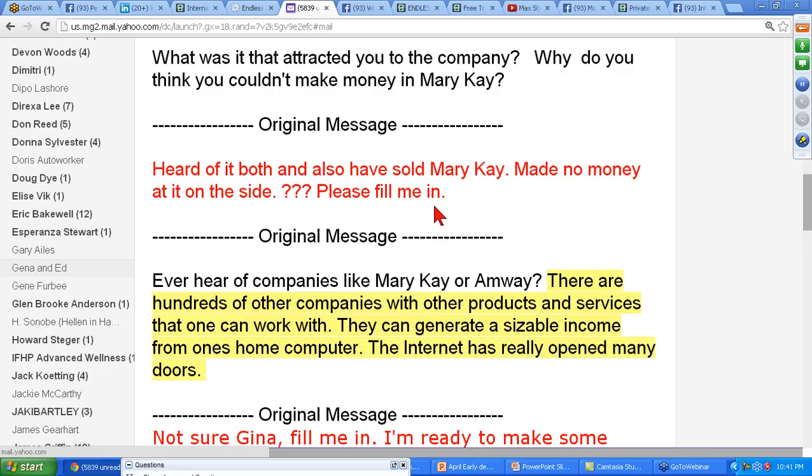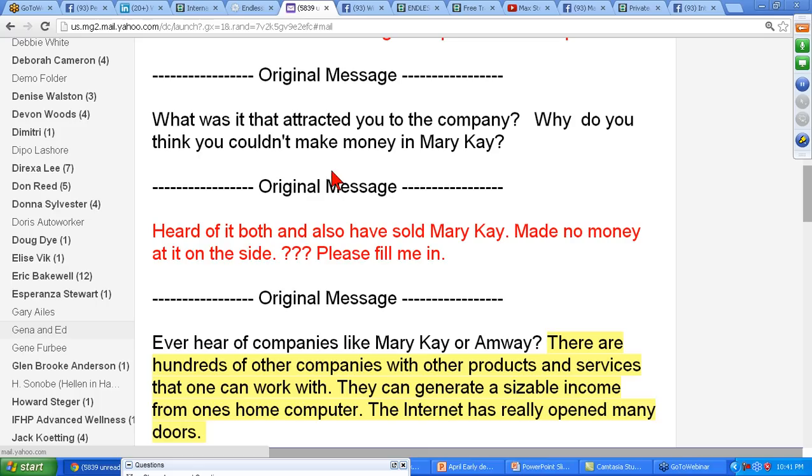Now, she asked two questions here. What was it that attracted you to the company, and why do you think you couldn't make money in Mary Kay? The first question, if you ask this question and they're actively building the business, you're going to get a commercial. But she's not actively building the business, so she ignores the first question and answers the second. No one wanted to be able to get the product for half price.